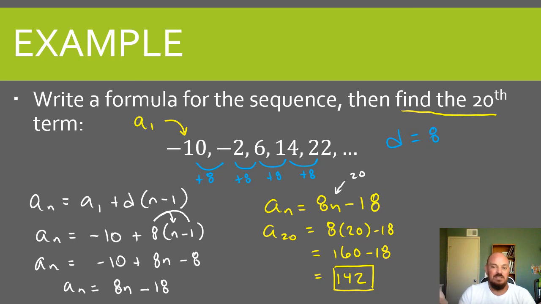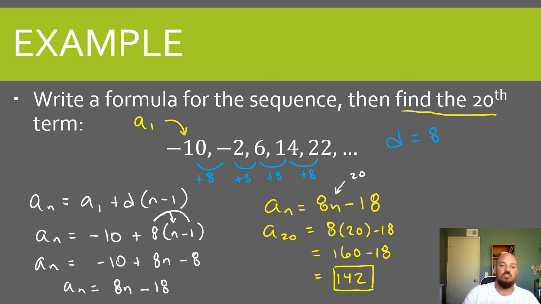And 20 terms might not seem that bad. You might go, I could write out 20 terms, just add 8 20 times, that's easy. But what if I ask you to find the 1000th term? Then you definitely want the formula. You don't want to have to write out 1,000 terms just to figure out what the 1000th term is, when you can use this formula and just plug in 1000 for n.